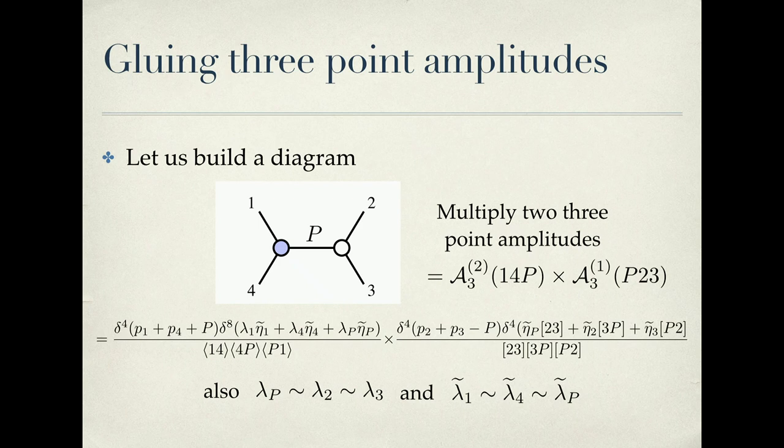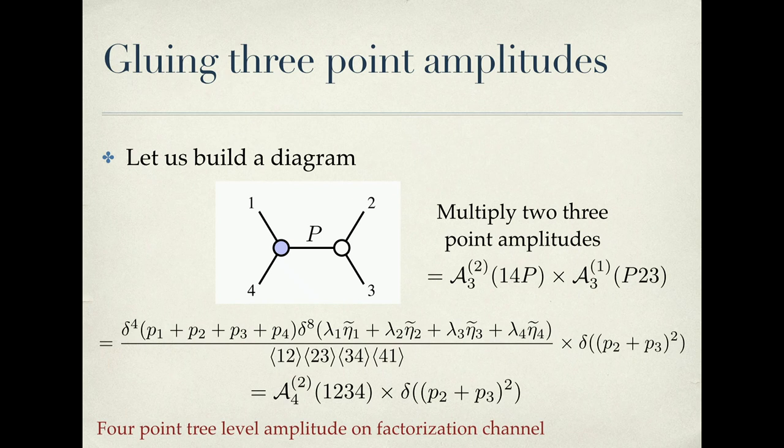If I take these two things, I don't have to do it using supersymmetry, but then I will have to keep track of the helicities here in the pictures. But I can do it using supersymmetry here. In all cases, I get a four-point amplitude, 1, 2, 3, 4, and an extra delta function, which tells me that (P2 plus P3) squared is zero. This is exactly the 4.3 level amplitude on this factorization channel. I think about the delta function just as a constraint on external kinematics.